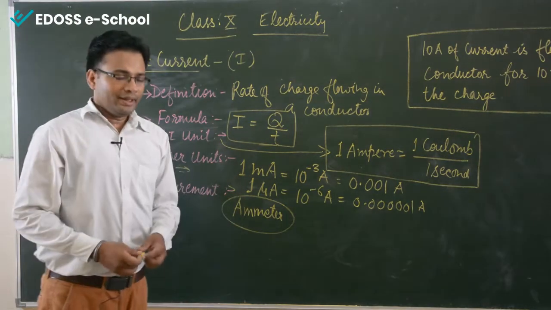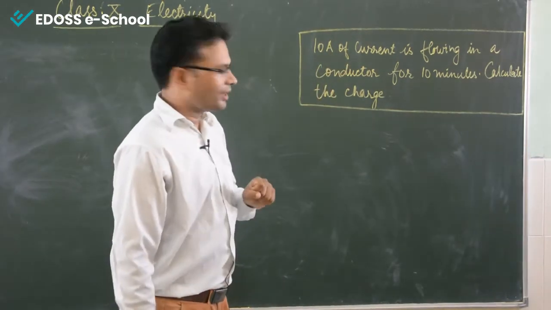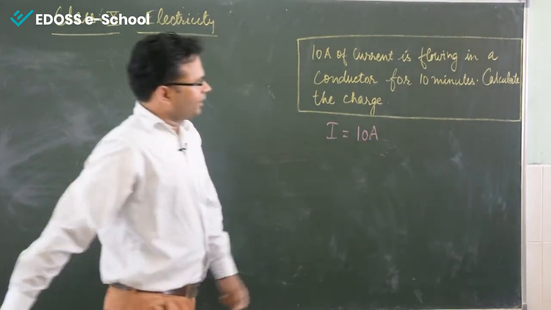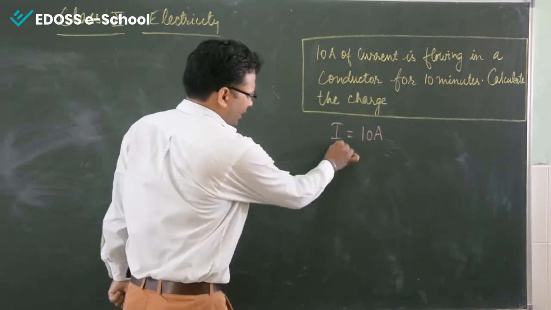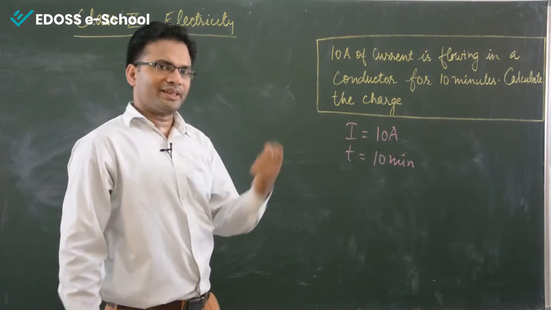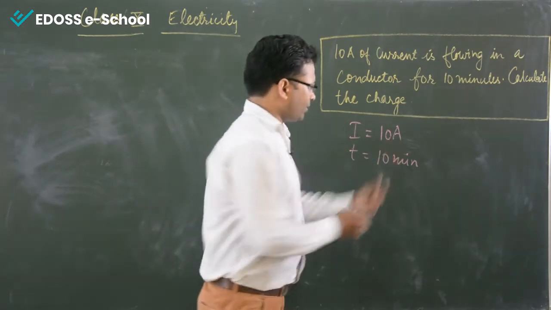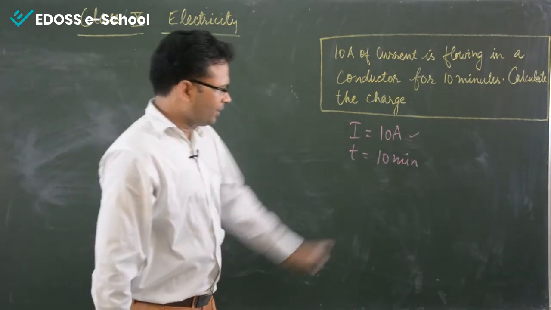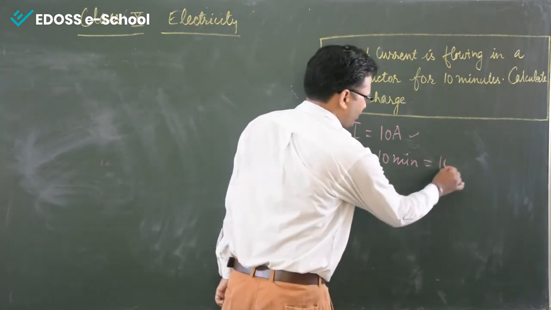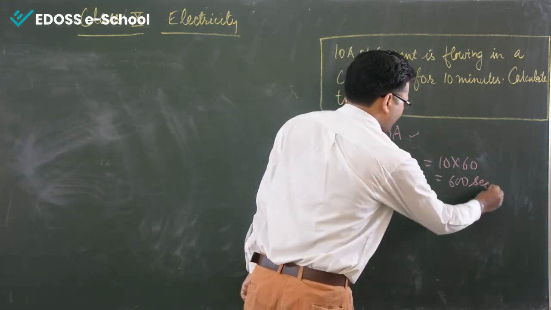Now we'll do one numerical based on this. As you can see, this is the numerical. 10 ampere of current is flowing in a conductor. So what is given? Current is given as 10 amperes for 10 minutes. So 10 minutes is obviously the time taken. So t is equal to 10 minutes. As we know, we have to put the SI units wherever we use any formula in physics. Ampere is the SI unit, as I told you before in this video, and this one is minutes. The SI unit of time is second, so we need to convert into seconds, multiply that by 60. So it becomes 600 seconds.